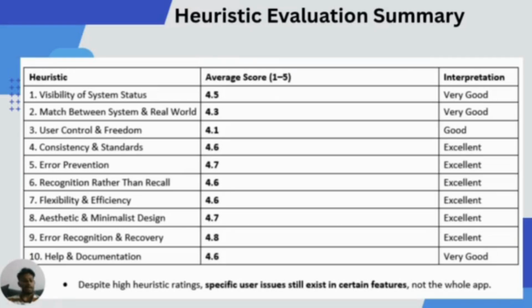and that was also excellent. And the aesthetic and minimalist design is 4.7. Then the ninth one is error recognition and recovery, with a score of 4.8, excellent. And the tenth, help and documentation, is 4.6, with the interpretation very good. So despite high heuristic ratings, specific user issues still exist in certain features, not the whole app.